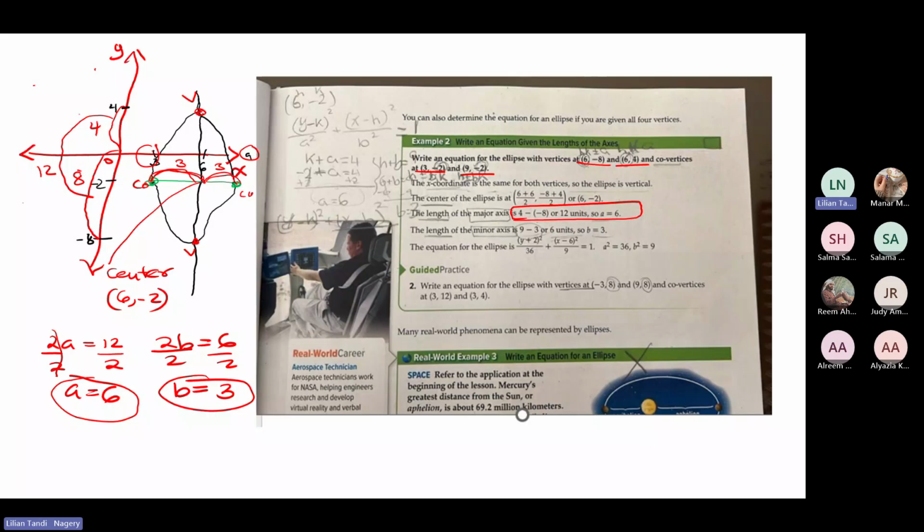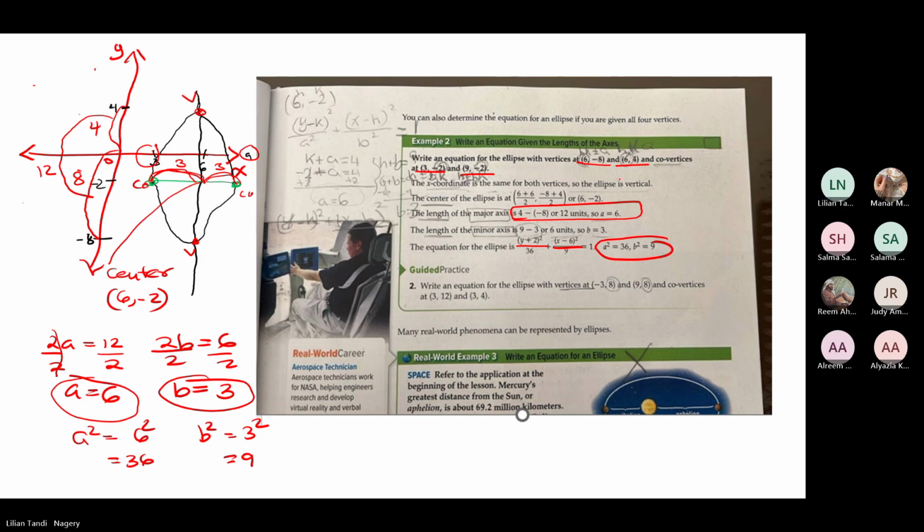I have found my A and my B, so I should square them. A squared equals 6 squared, which equals 36. B squared equals 3 squared, which equals 9. We did that here. And you put it in the equation.